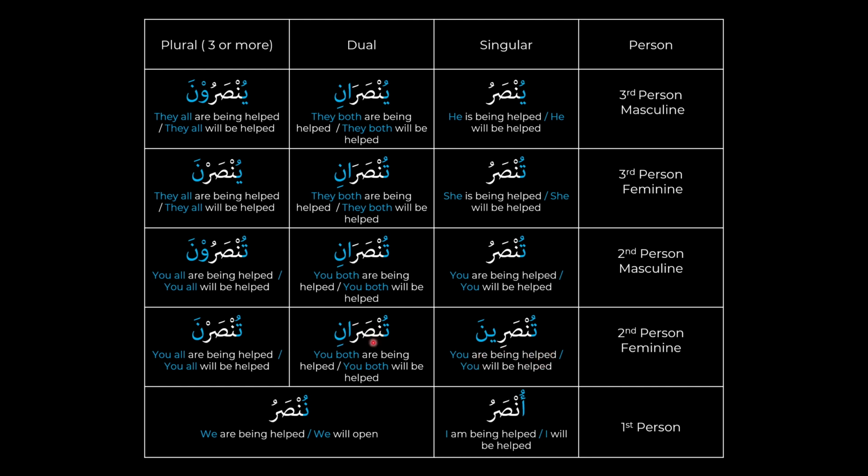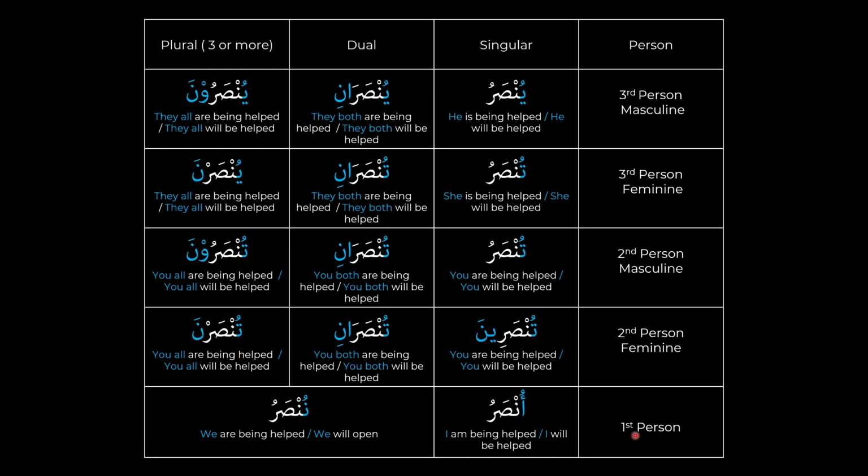And again here, same thing, tunsorani, which means you both are being helped or you both will be helped in second person feminine dual. And then tunsaruna, which is you all are being helped or you all will be helped for second person feminine plural. And you see how nothing changes. It's literally the same pattern. The ta has a dhamma on it, second letter has a fatha on it, and then you have the individual endings, which are basically the same endings in the normal present tense verb chart.